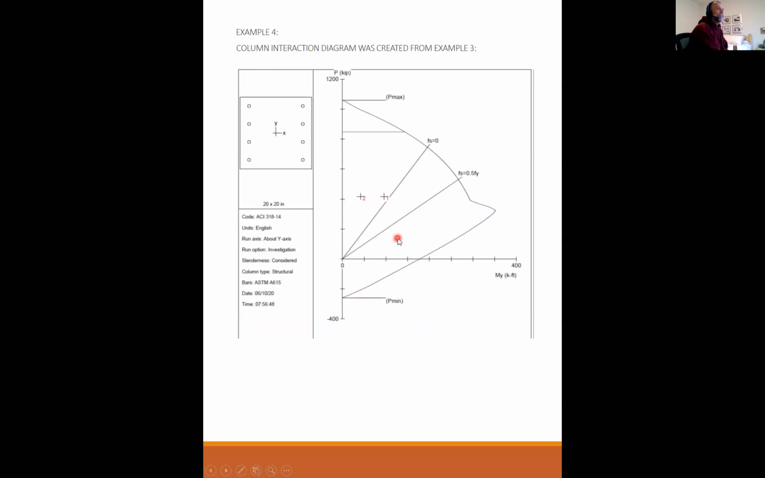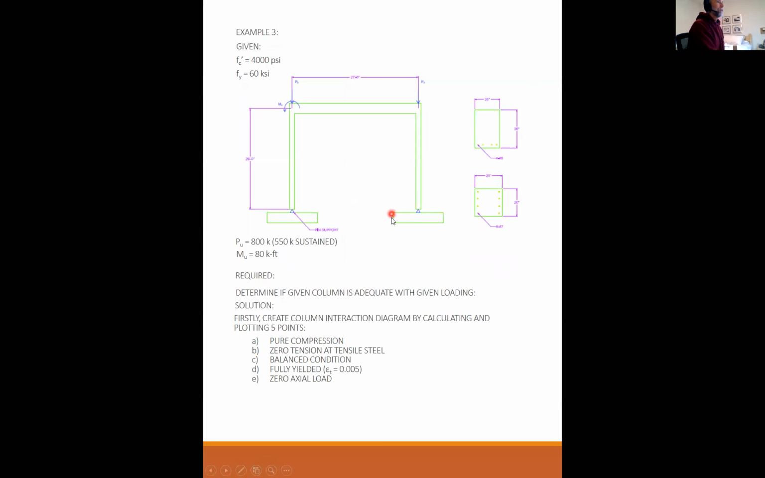And lastly, I took the very same column that we did by hand, and I analyzed it with a software program. One of these was just the dead load, and one of them was amplified for that slenderness factor, and they fall within the diagram, so therefore the designs are adequate. Okay, so that concludes our slender columns.